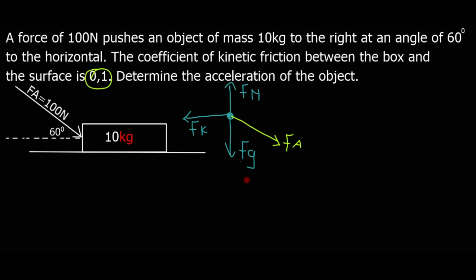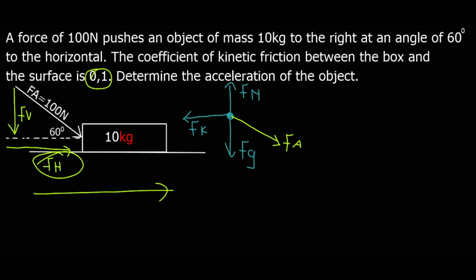And now, because this object is being pushed downward at an angle, you create a vertical component that is also downwards. So we have a vertical component downward, because this force is going downwards. That is why FV is downwards. And then a horizontal component here, because this object moves to the right, FH is to the right.